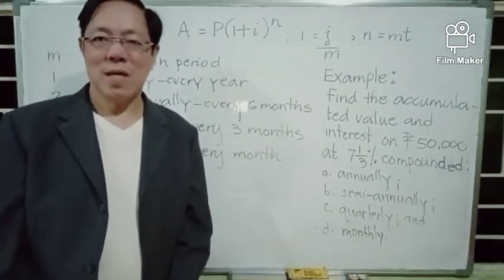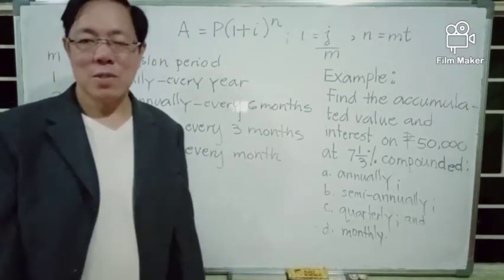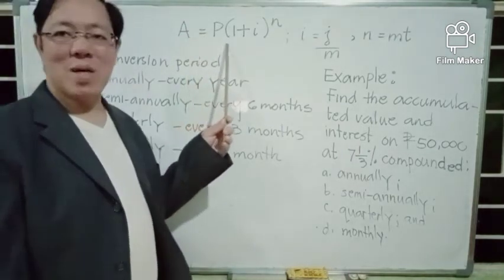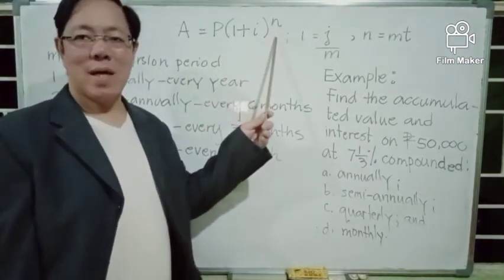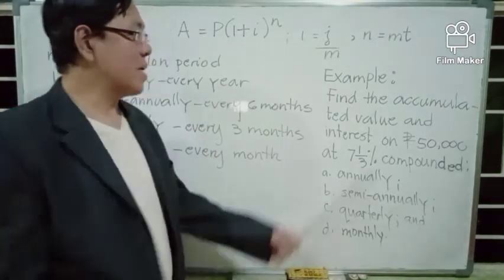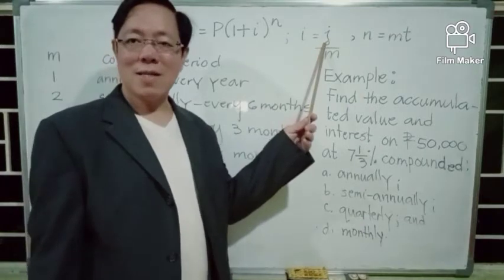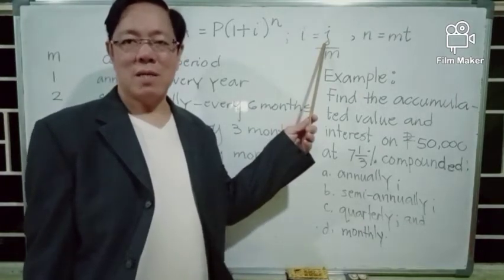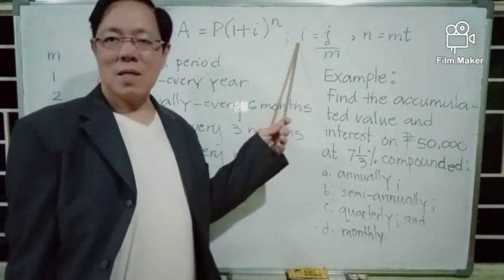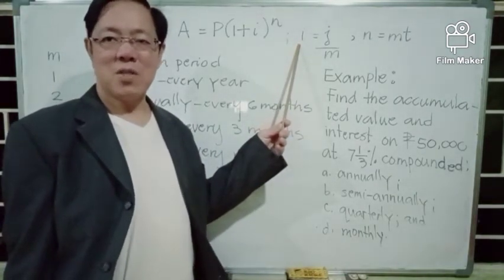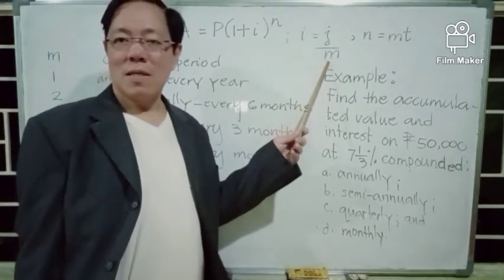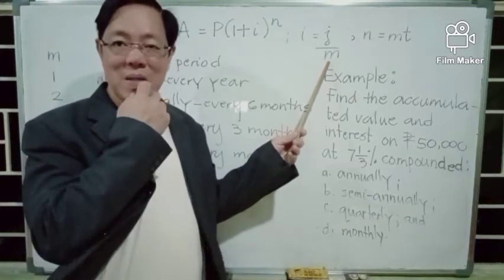At compound interest rate, the only formula that you have to remember is this formula: capital A equals P times quantity 1 plus i to the power n. In a problem involving compound interest rate, the given is the j, the compound interest rate per year. And given the j, you can compute the interest rate per period, per conversion period. m will be indicated by the given compound interest rate.